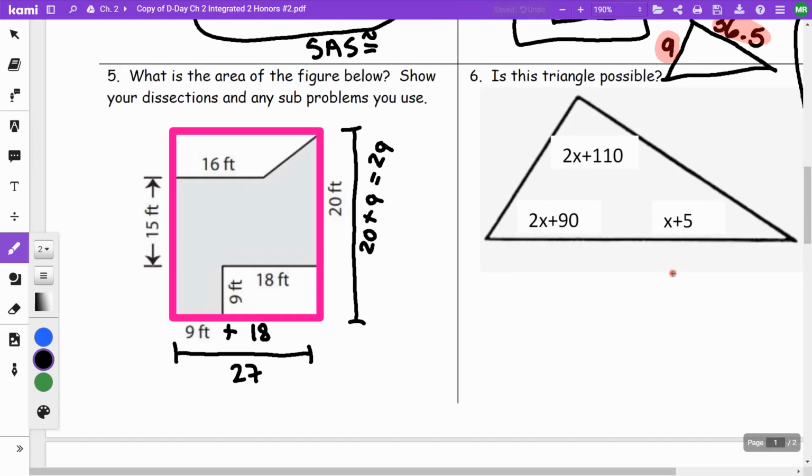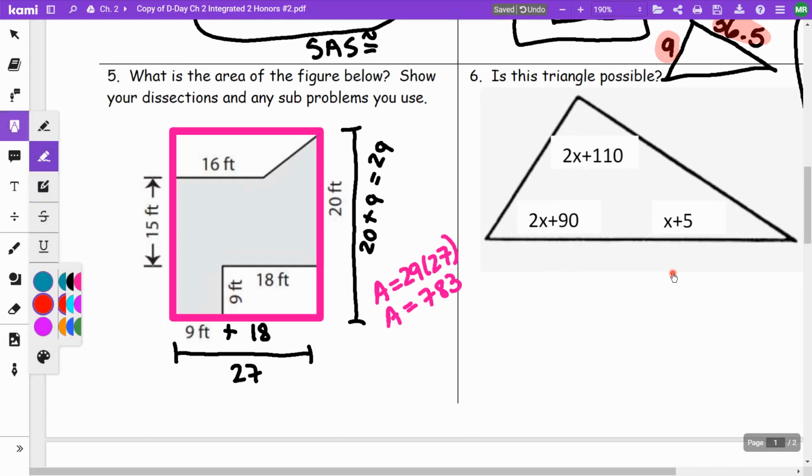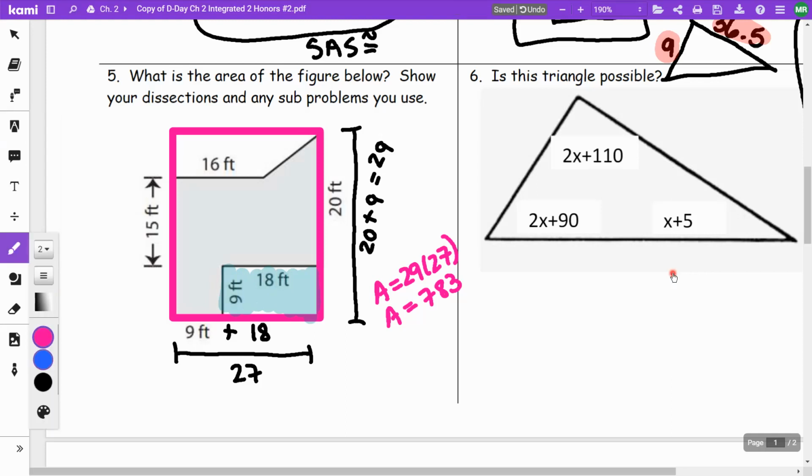So the rectangle is going to have an area of 29 times 27. That's 783 for that whole pink rectangle. Don't have all of it. This piece right here is 9 times 18. And that's 162. So I'm going to be minusing 162 from this.